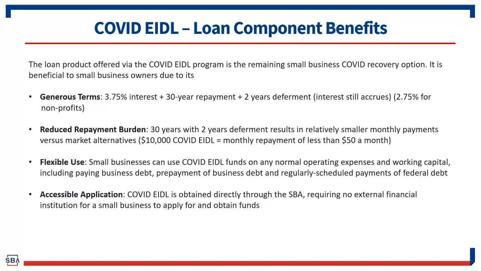The application process is online. It's very streamlined, and we'll go through what this looks like in just a few minutes. The important thing to keep in mind with this program is that it is obtained directly from the SBA. You do not have to go to a bank or another lending institution for this. It is the only direct SBA loan that's available right now.